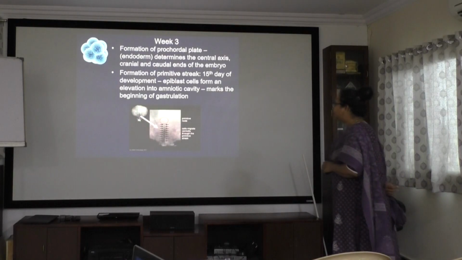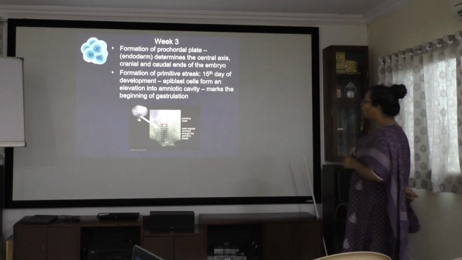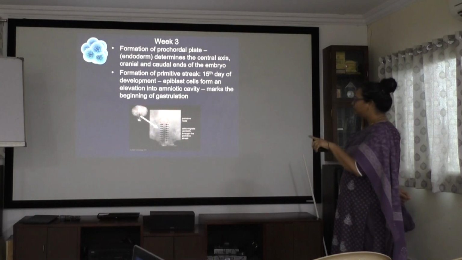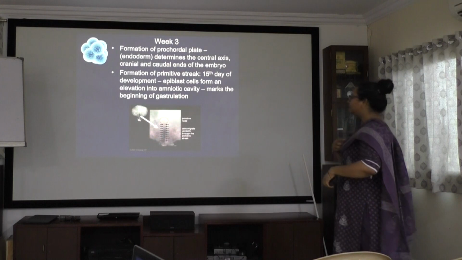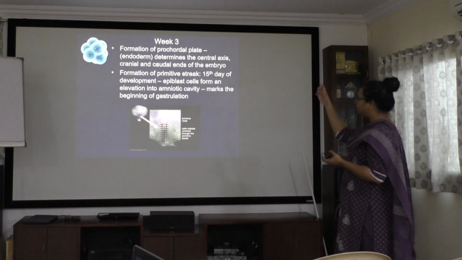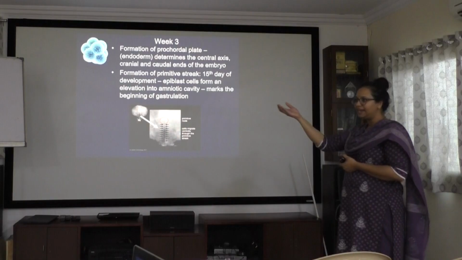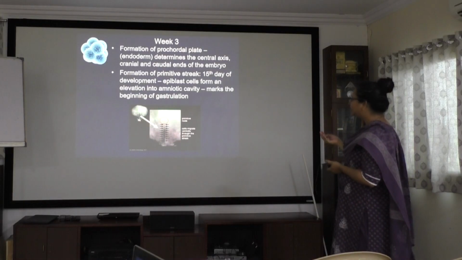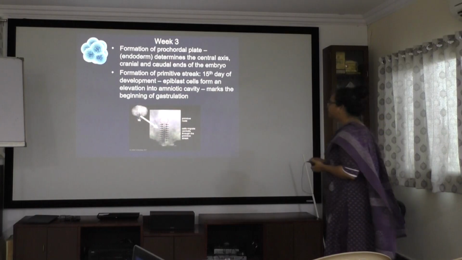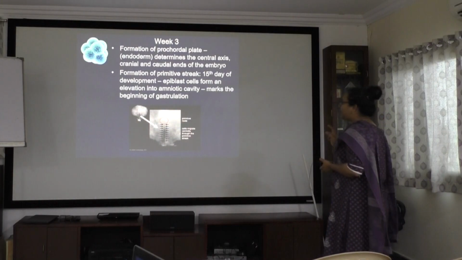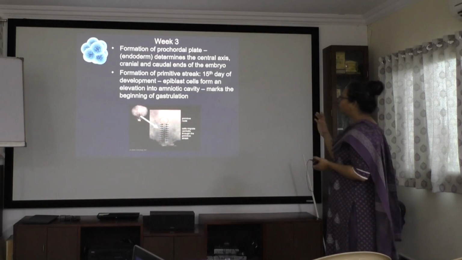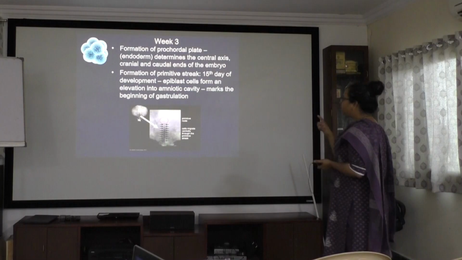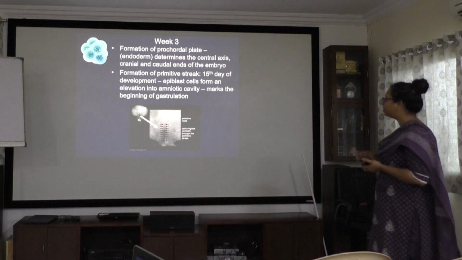Formation of procaudal plate. The bilaminar disc is circular in shape. A few cells from the hypoblast at the caudal end may enlarge in size and form columnar cells. That thickened area is called the procaudal plate. It determines the central axis and also the cranial and caudal ends of the embryo. This procaudal plate initiates the formation of the primitive streak.